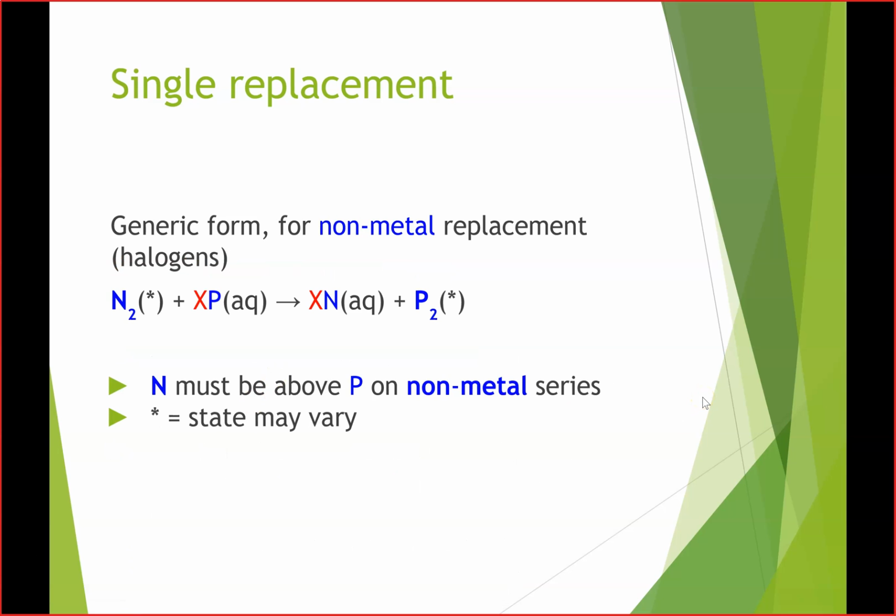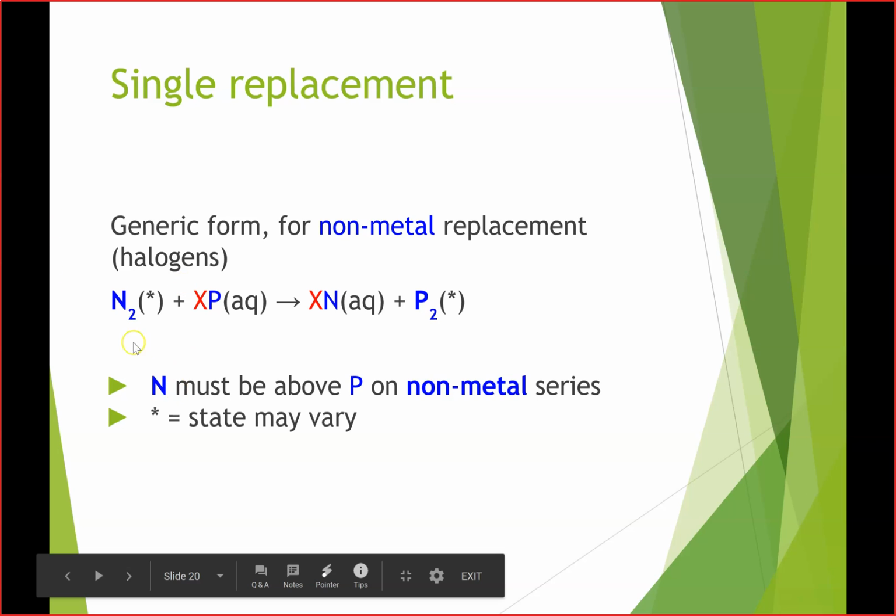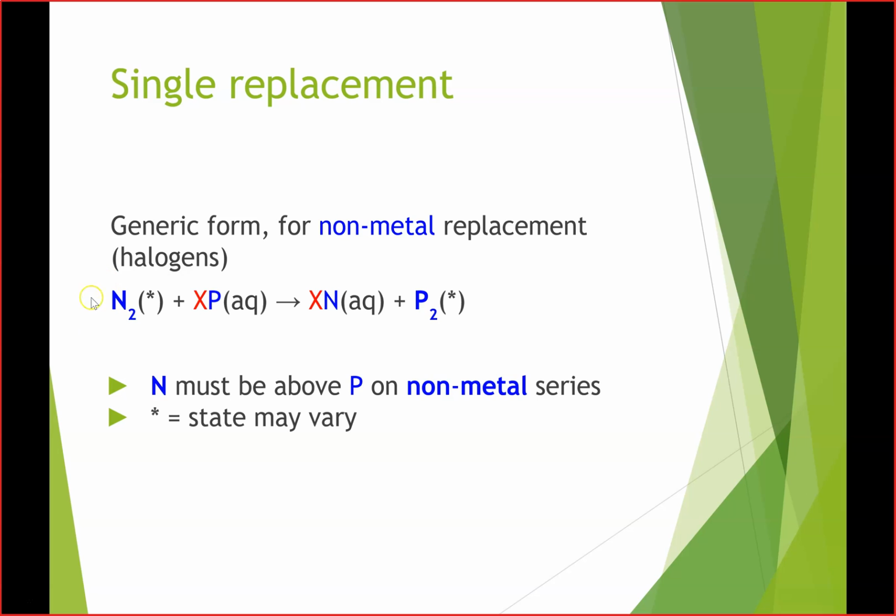Okay, so in a nonmetal replacement, the pattern is the same, and the overall idea is the same, except that when it comes to nonmetals, which are represented as blue here, nonmetals can only replace nonmetals. So the pattern is that N is going to form a compound with X. In other words, we're not going to form something like NP. We're not going to have the N and the P match up. N is potentially going to replace P.